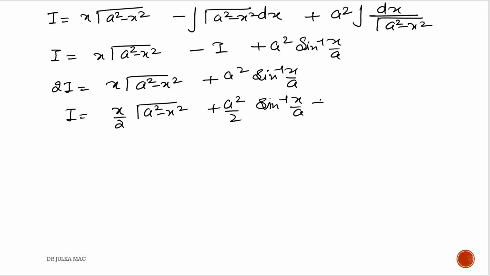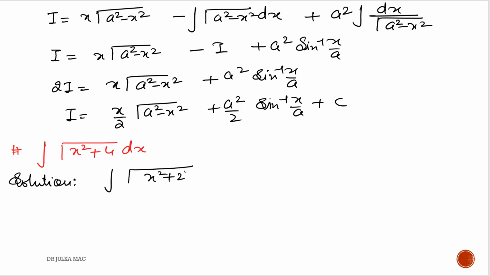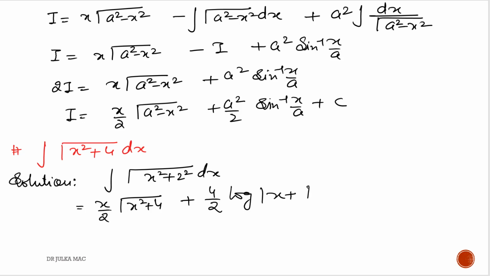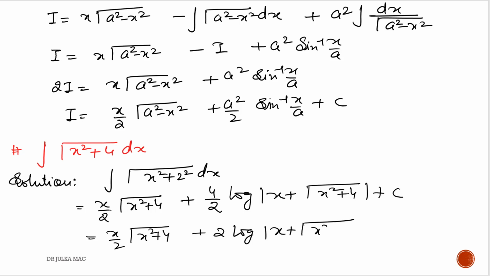Now we'll use application of these formulas. First example, integration of the root of x square plus 4. We can write it this way: the root of x square plus 2 square. Now we'll use the formula of the root of x square plus a square. It is x upon 2 into the root of x square plus a square plus a square by 2 log mod x plus the root of x square plus a square plus c. And here a is 2. And after simplification we will get x upon 2 into the root of x square plus 4 plus 2 log mod x plus the root of x square plus 4 plus c.